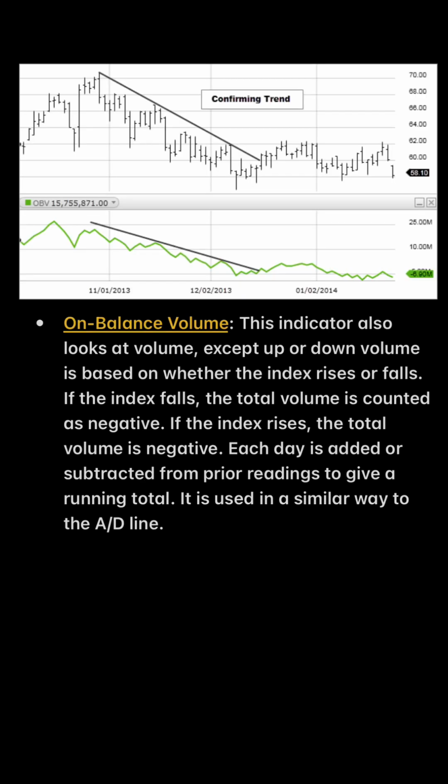Now we have the on-balance volume, or OBV, and this indicator also looks at volume, except up or down volume is based on whether the index rises or falls. If the index falls, the total volume is counted as negative. If the index rises, the total volume is positive. Each day is added or subtracted from prior readings to give a running total. It is used in a similar fashion as the AD line and some of the other indicators that we've gone over.